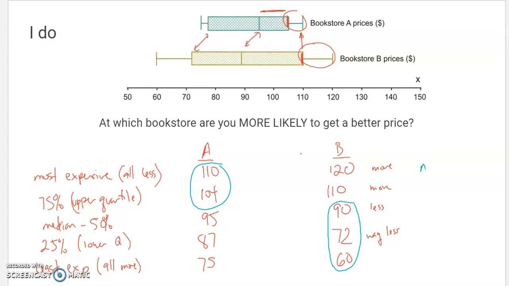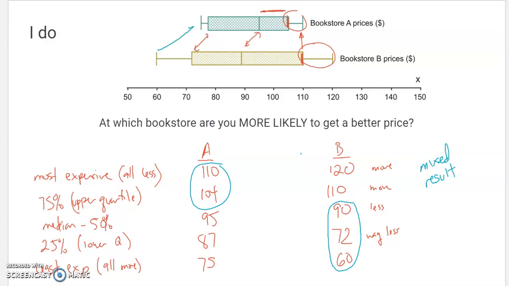So I would say we kind of have a mixed result in comparing these. And you would need to explain it like I have there. So I sort of like to say, if you look at the cheaper books, they're cheaper at store B, but the more expensive books are cheaper at store A, and the more expensive books are more at store B. So it really varies a lot here. And if you look at these, it kind of can tell.